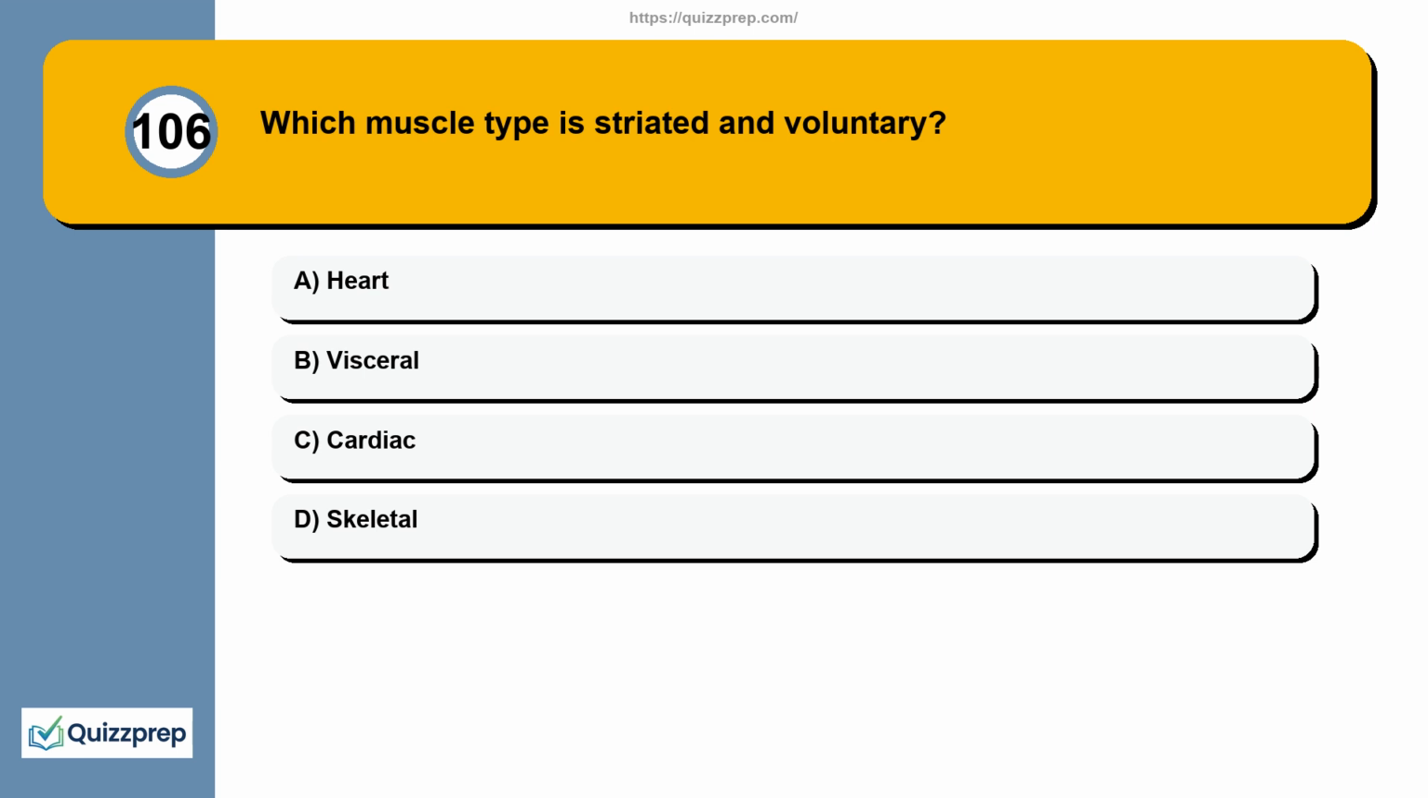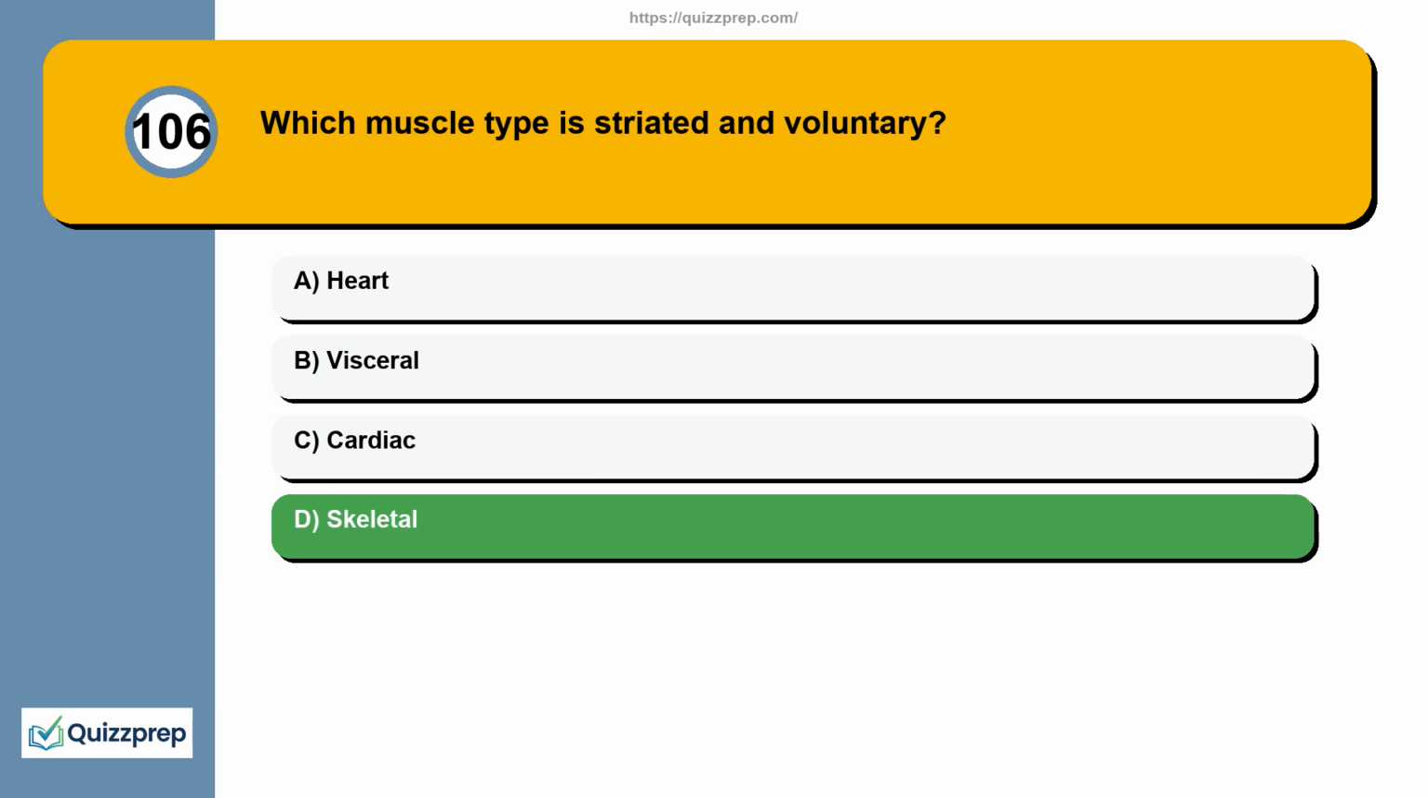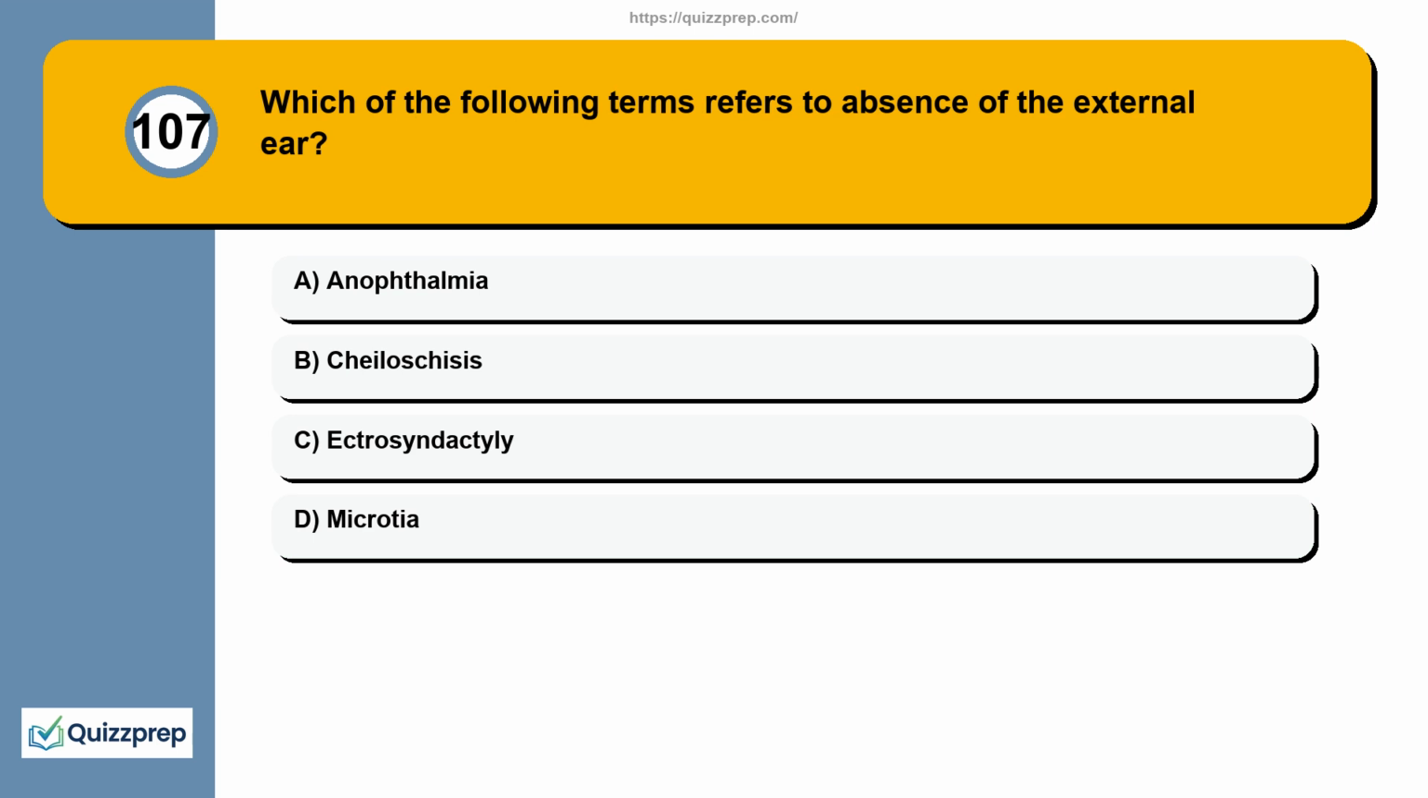Option A, heart. Option B, visceral. Option C, cardiac. Option D, skeletal. The correct answer is option D, skeletal. Question 107. Which of the following terms refers to absence of the external ear?